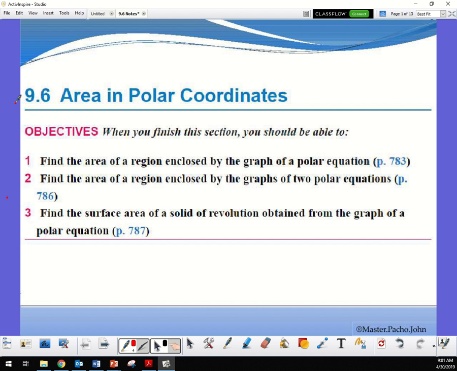Alright, anyway, area of polar coordinates. So this is actually kind of neat. Anyway, we don't have to do this one here, but it's in the notes just in case you're feeling froggy and want to learn some math.